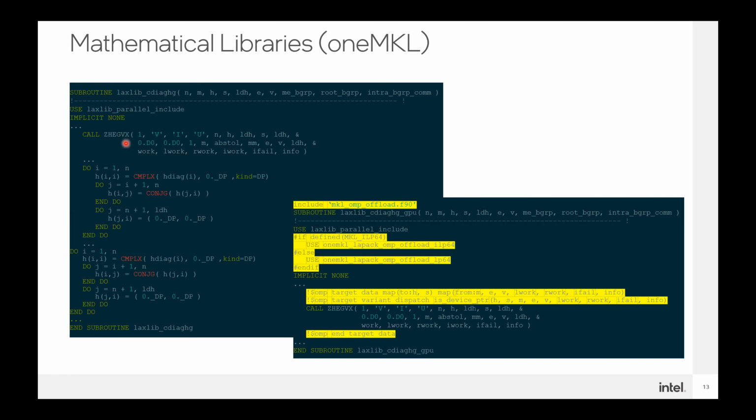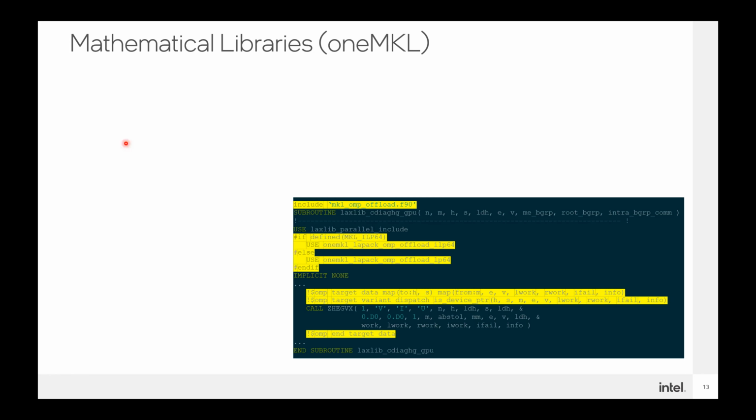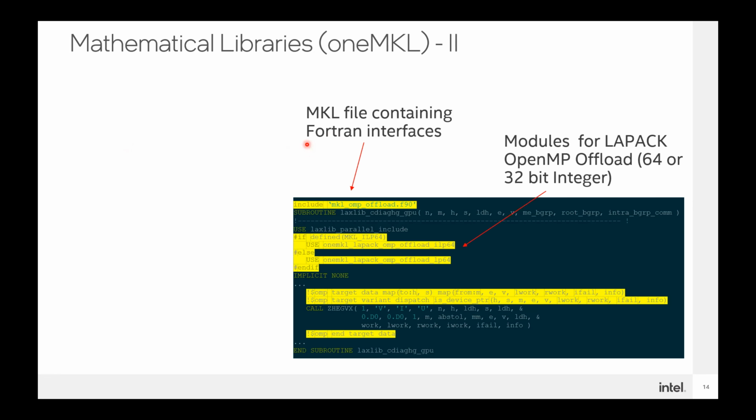Now let's discuss in a bit more detail what you need to add here. The first thing you need to add is to include the MKL file that contains the Fortran interfaces of the mathematical functions. Then you need to use the modules for LAPACK, because this function is one of the LAPACK set, and you can use either the 64-bit integer flavor or the 32-bit integer flavor, depending on what you need.